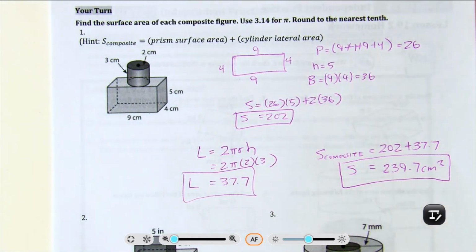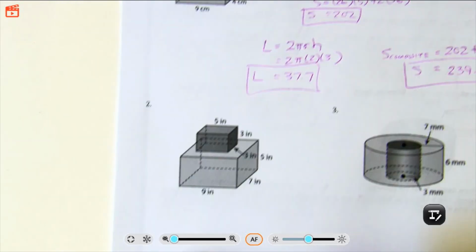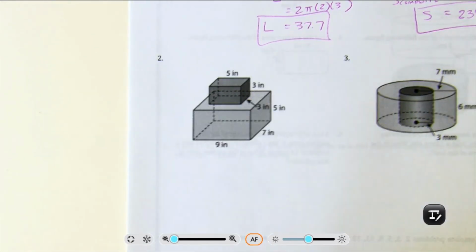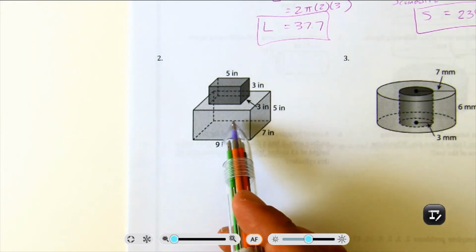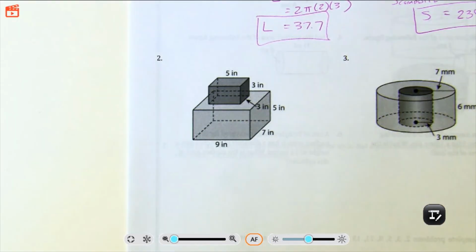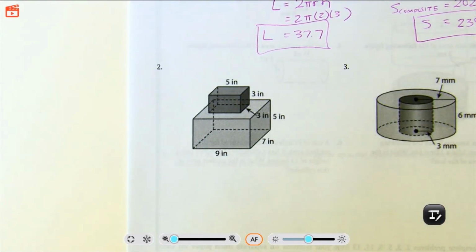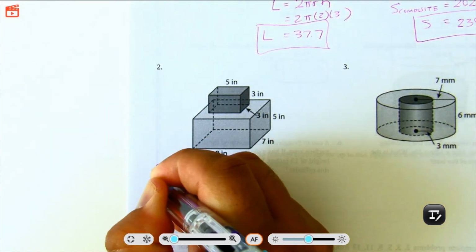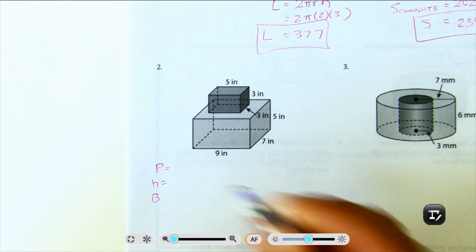Okay, let's look at problem number 2. Similar to problem number 1, we find the surface area of the bottom and then find the pieces on top that we need to cover. So the bottom is a prism, and we could find the perimeter of the base, the height of the object, and the area of the base. So I'm going to write P, H, and B for this object.